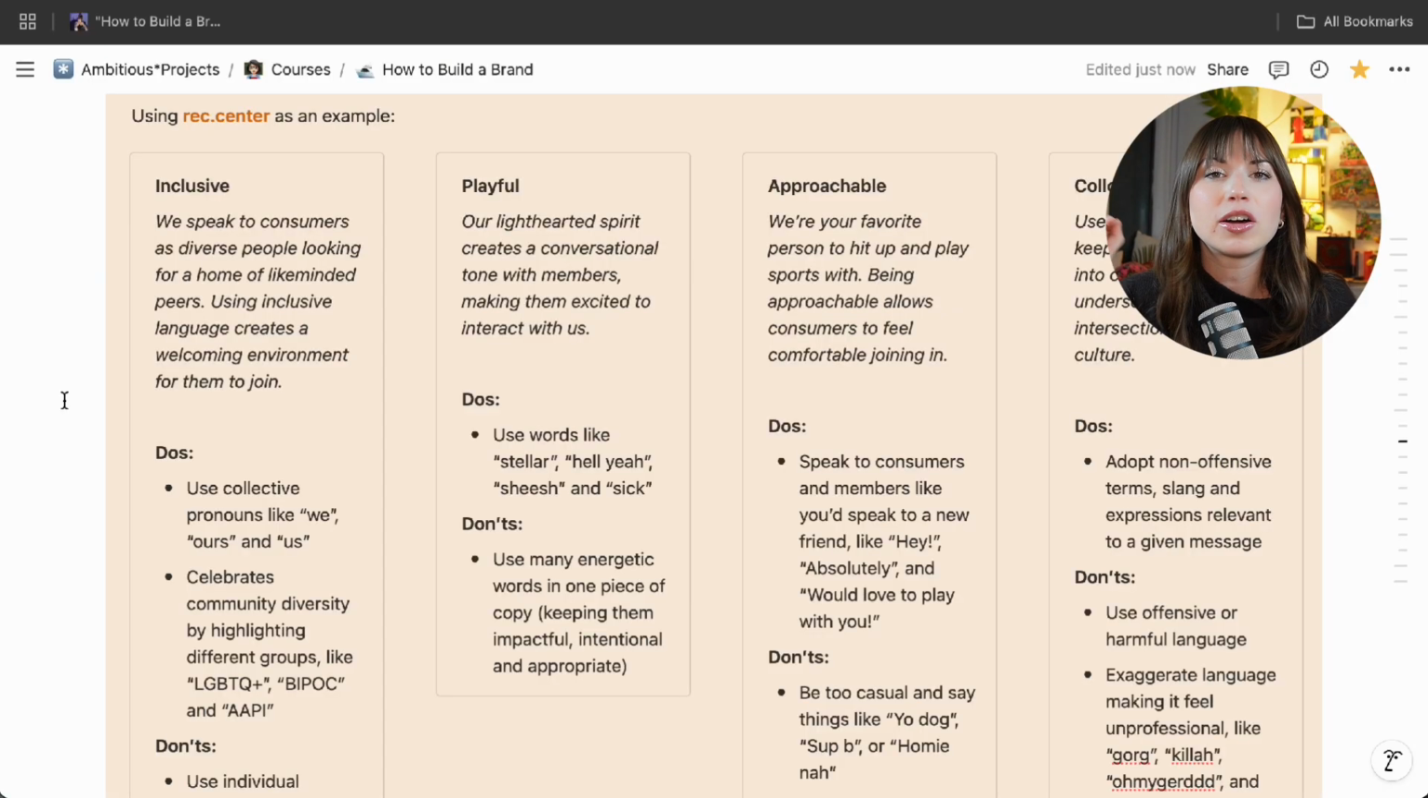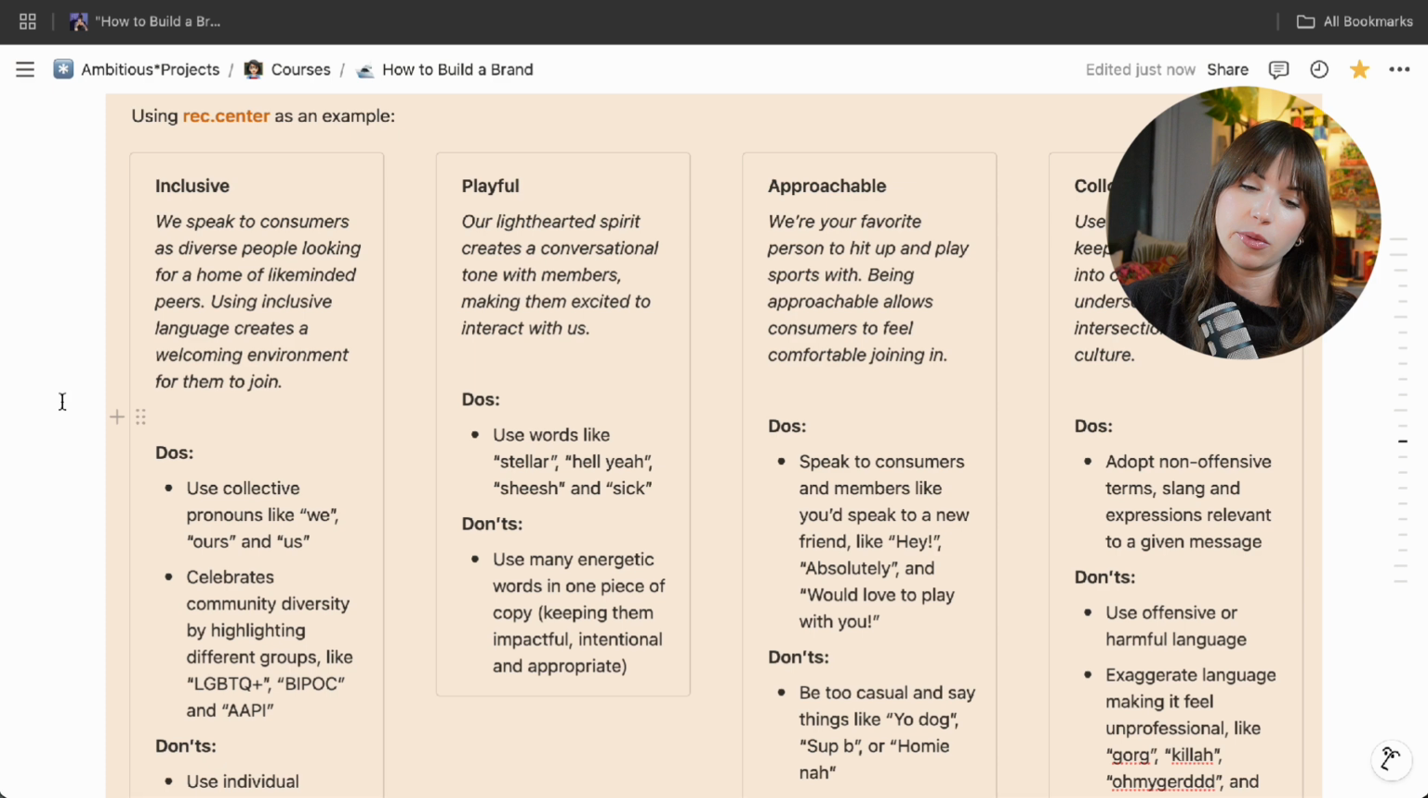Let's look at Rec Center. Our adjectives are inclusive, playful, approachable, and colloquial. Starting with inclusive, we speak to consumers as diverse people from all walks of life who are just looking to find like-minded creative peers to play games with. So our do's is that we use collective pronouns like we, ours, and us, and we celebrate the diversity of our community by using abbreviations like LGBTQ+, BIPOC, and AAPI to highlight all of the wonderful folks in our community.